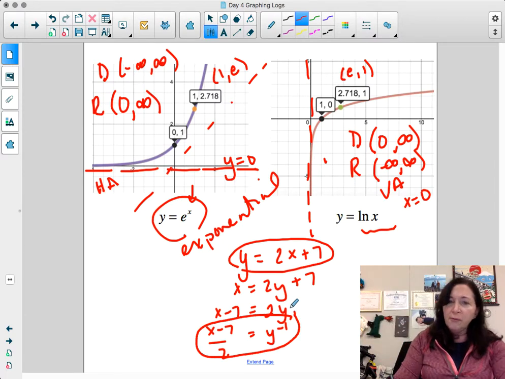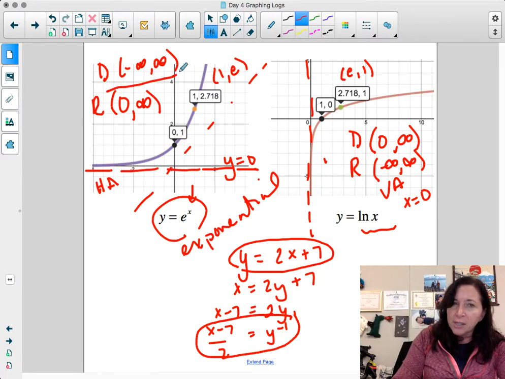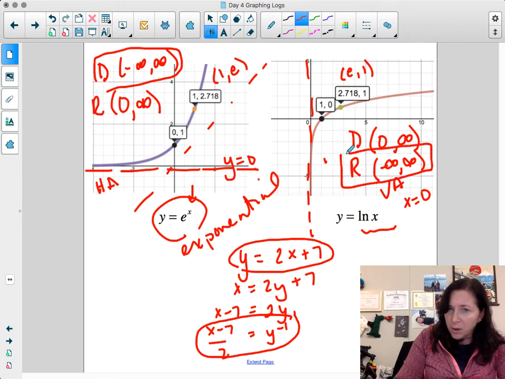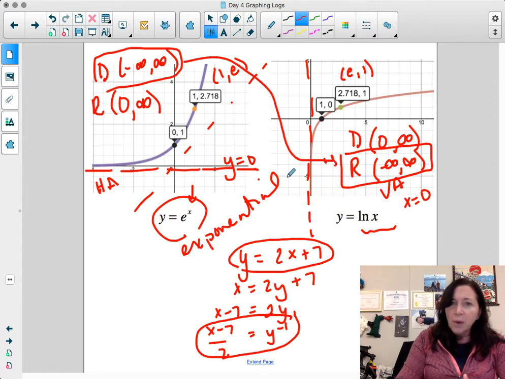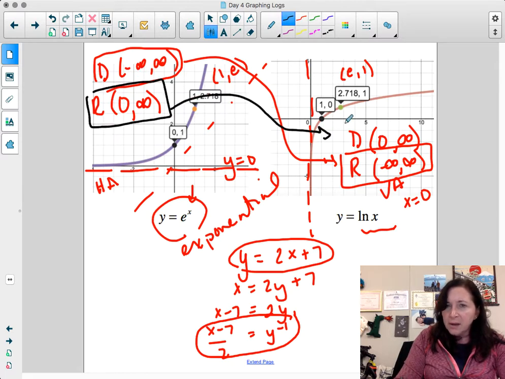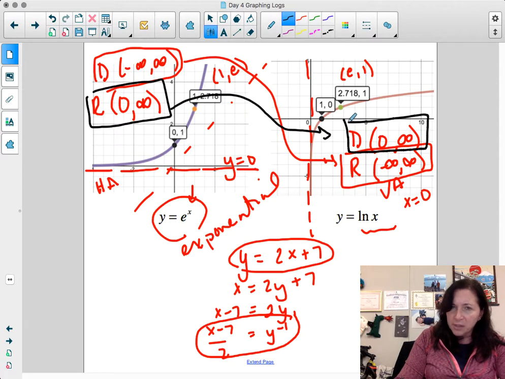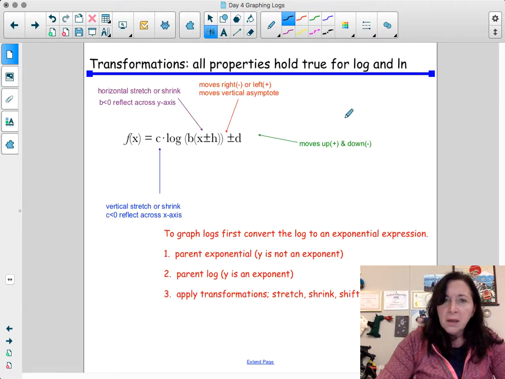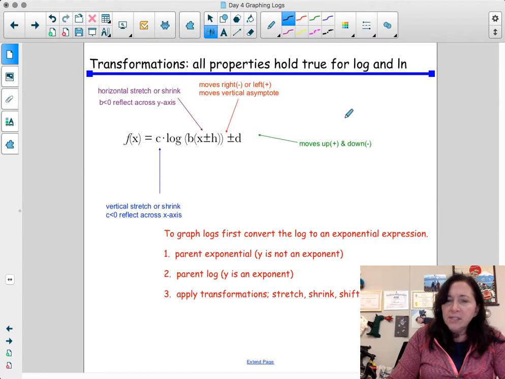My domain for my first equation is my range for my inverse equation. You see how they're the same? Likewise, my range for my first equation is my domain for my inverse equation. Okay? All right, so let's just go back and talk about some transformations for graphs.